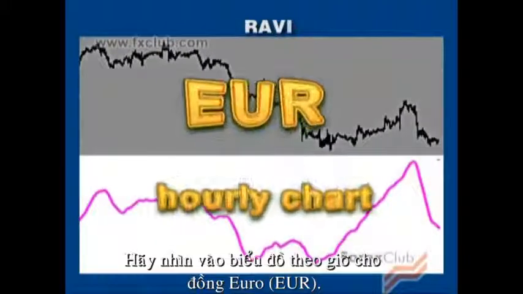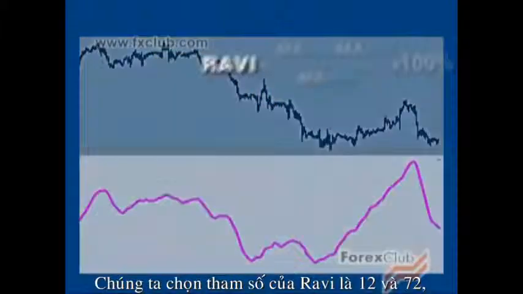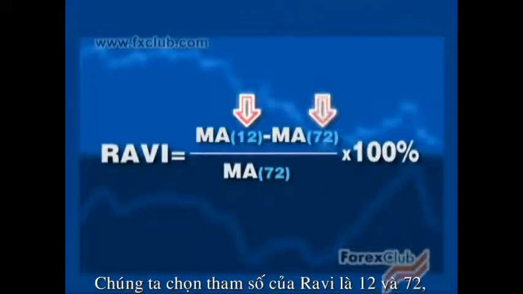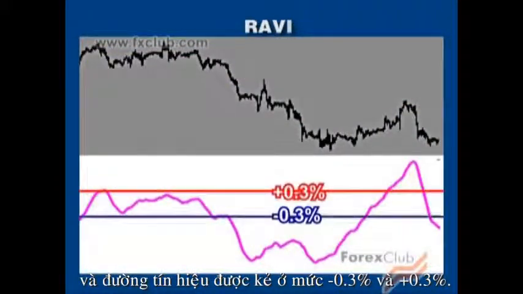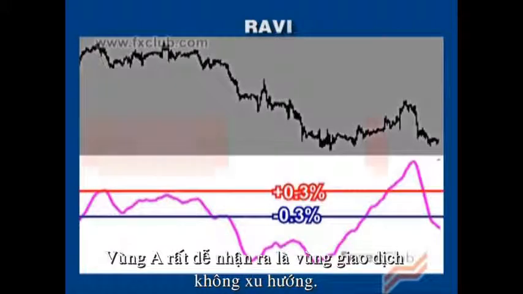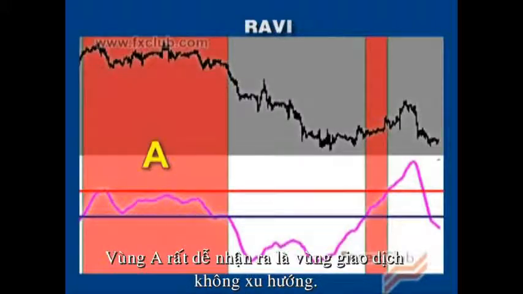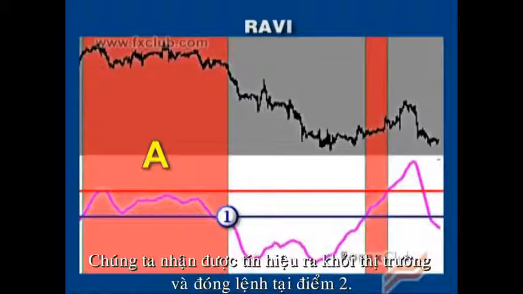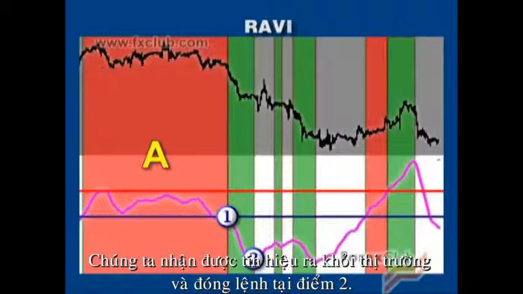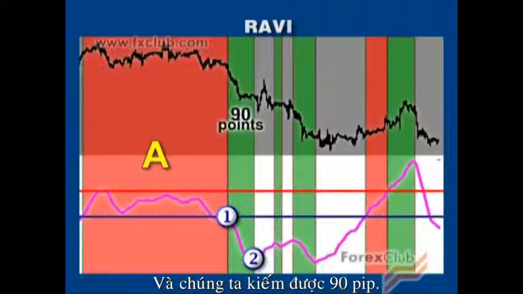Take a look at this hourly chart for the euro. We've selected the parameters of RAVI as 12 and 72. Signal lines are drawn at levels plus 0.3 and minus 0.3. Zone A is an easily recognizable trading range. The indicator leaves the sideways market and gives the signal to sell at 0.1. We get the signal to get out of the market and close our position at 0.2. That would have earned us 90 points.